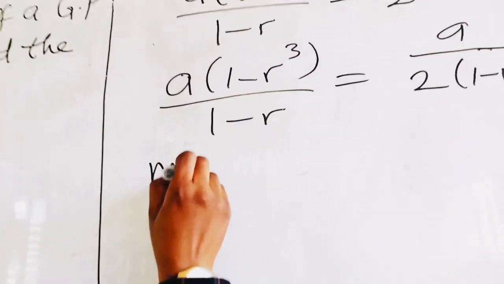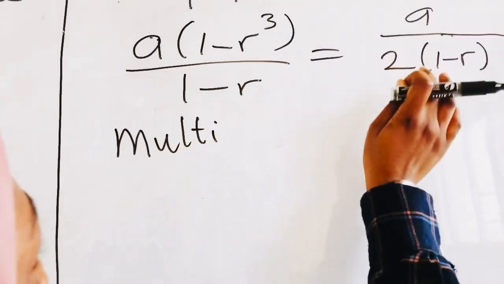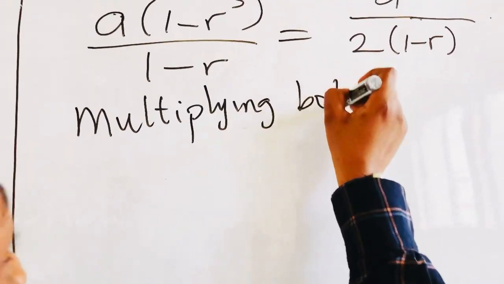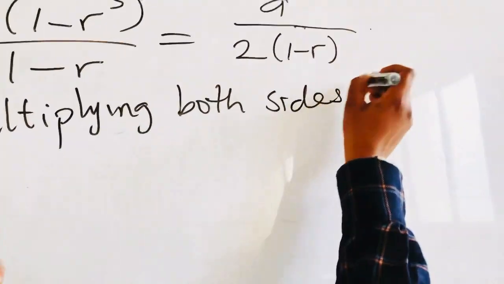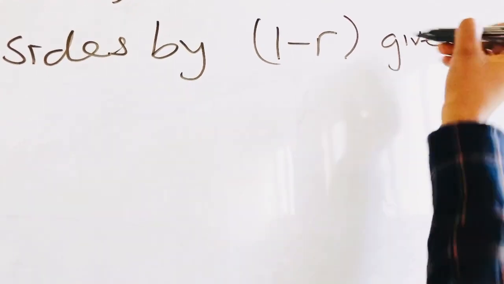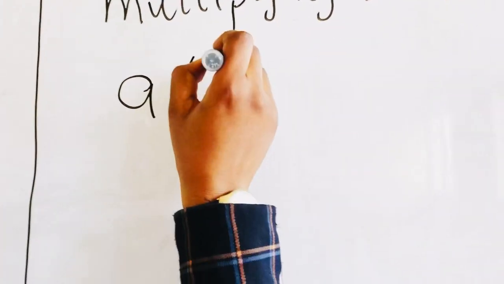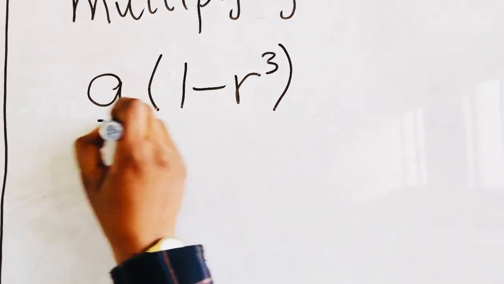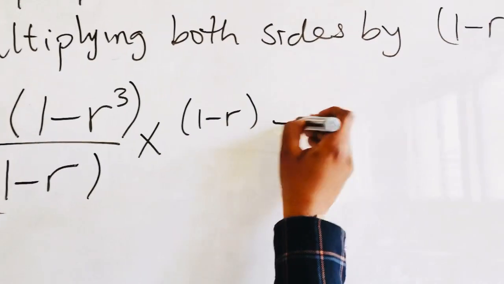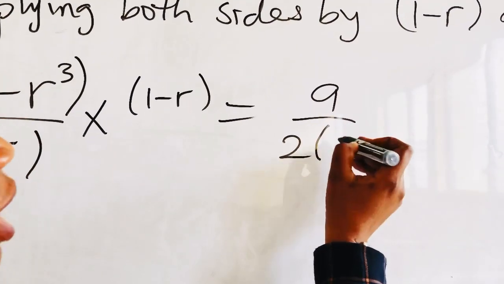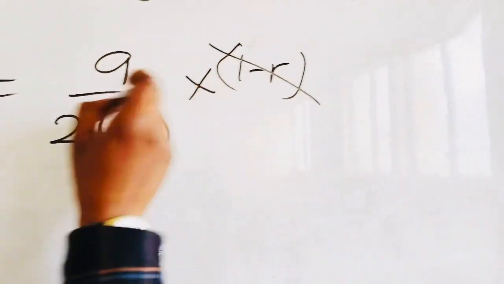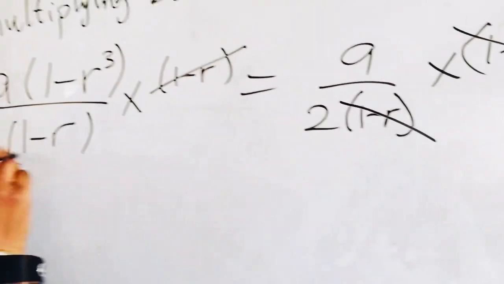Now multiply both sides by 1 minus r. Multiplying both sides by 1 minus r gives the following. a into bracket 1 minus r cubed over 1 minus r multiplied by 1 minus r is equal to a over 2 into bracket 1 minus r multiplied by 1 minus r. So this 1 minus r cancels 1 minus r, and 1 minus r here cancels 1 minus r.